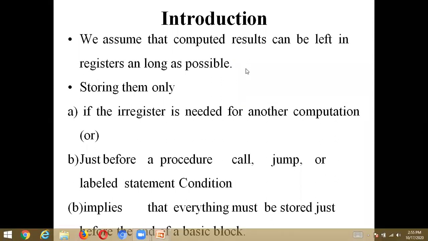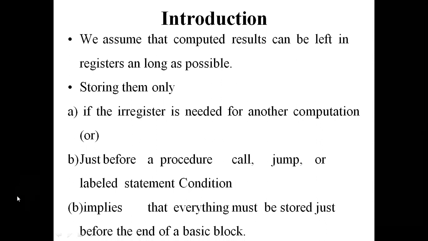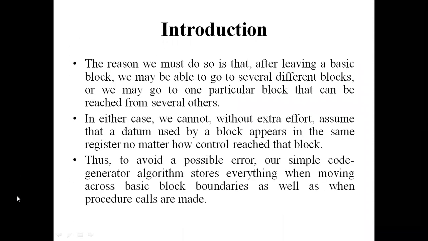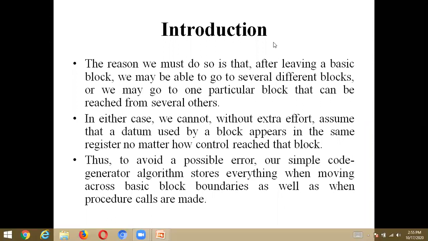And what is next, we need to know the reasons for learning this concept, right? So what is the reason for learning this concept? After leaving a basic block, we may be able to go to several different blocks, right? So we may go to one particular block, or that block can be reached from several others. Either way, we cannot, without extra effort, assume that a datum used by a block appears in the same register, no matter how the control reached that block.